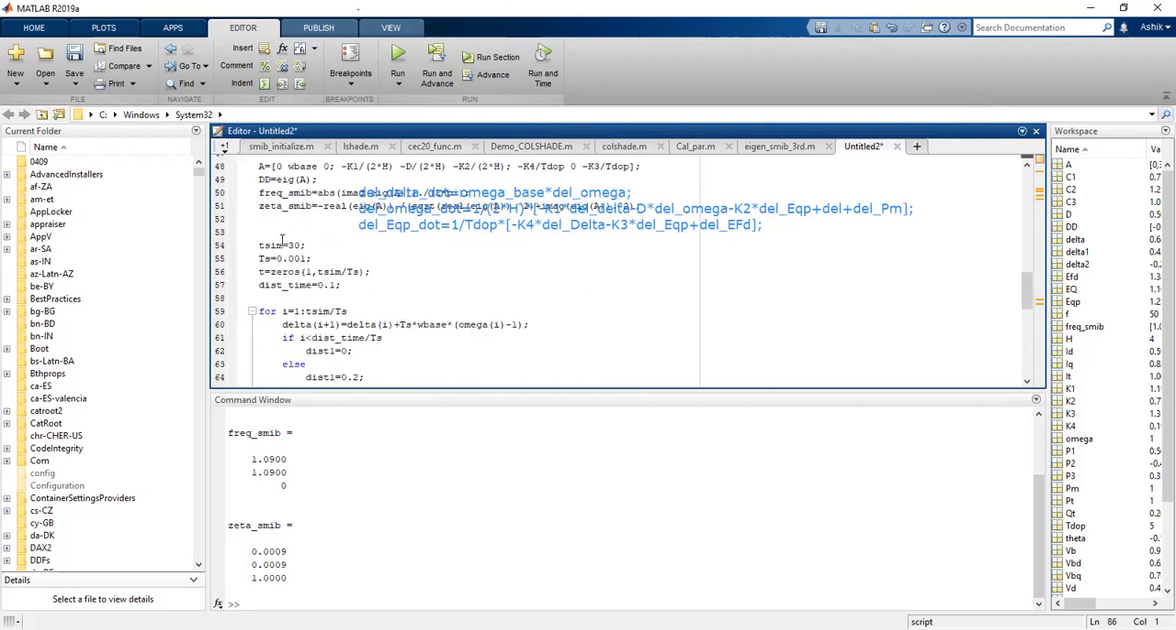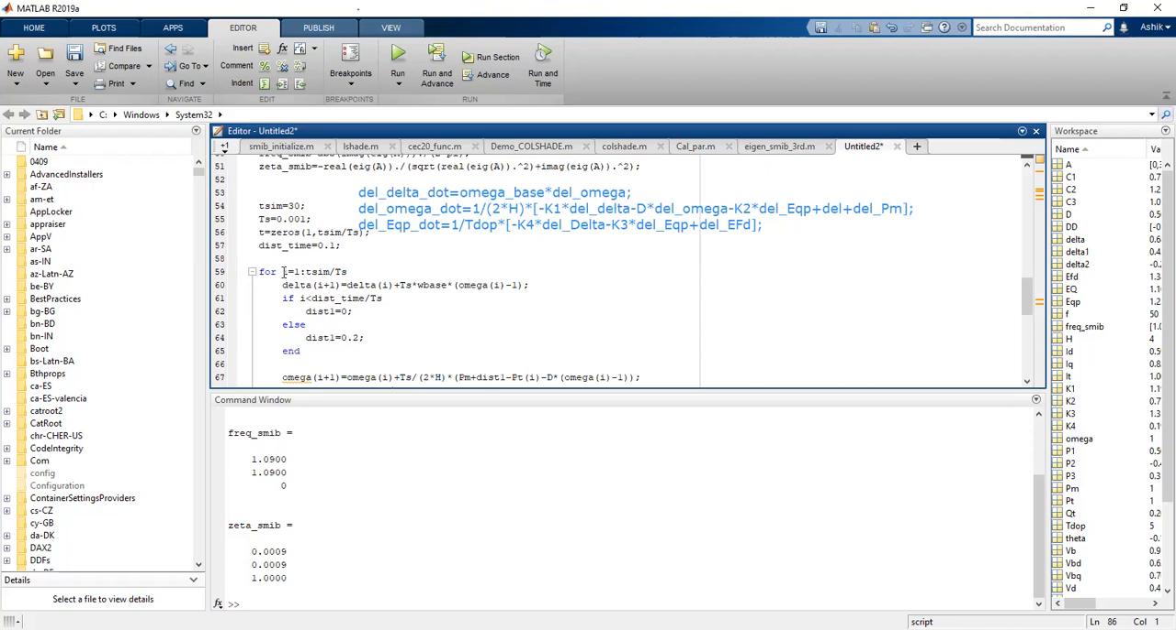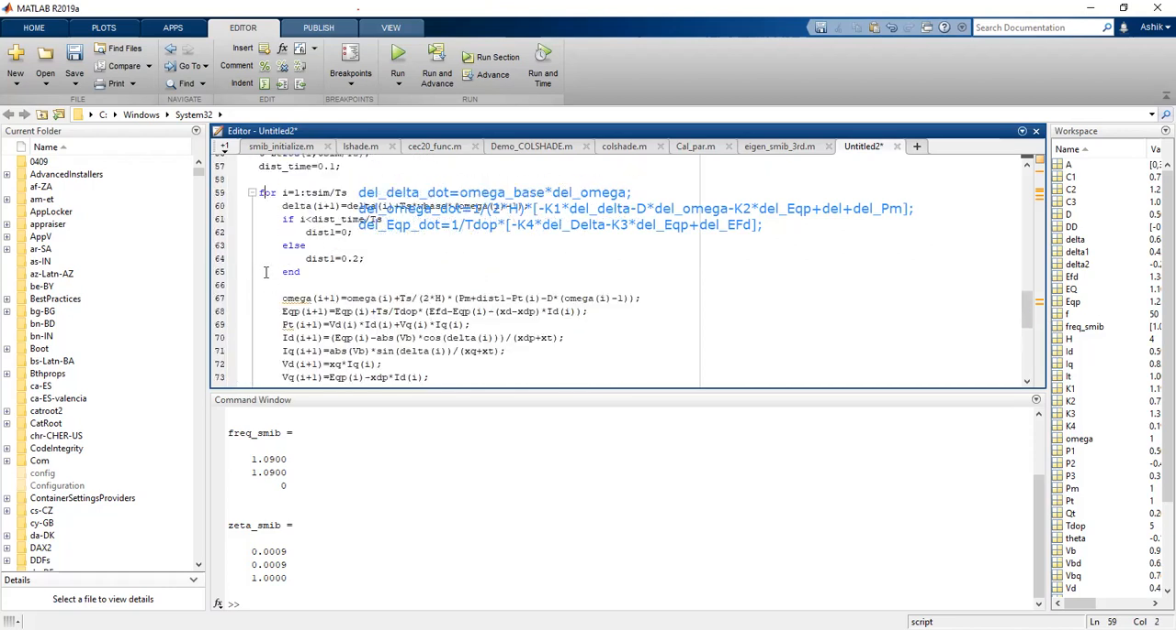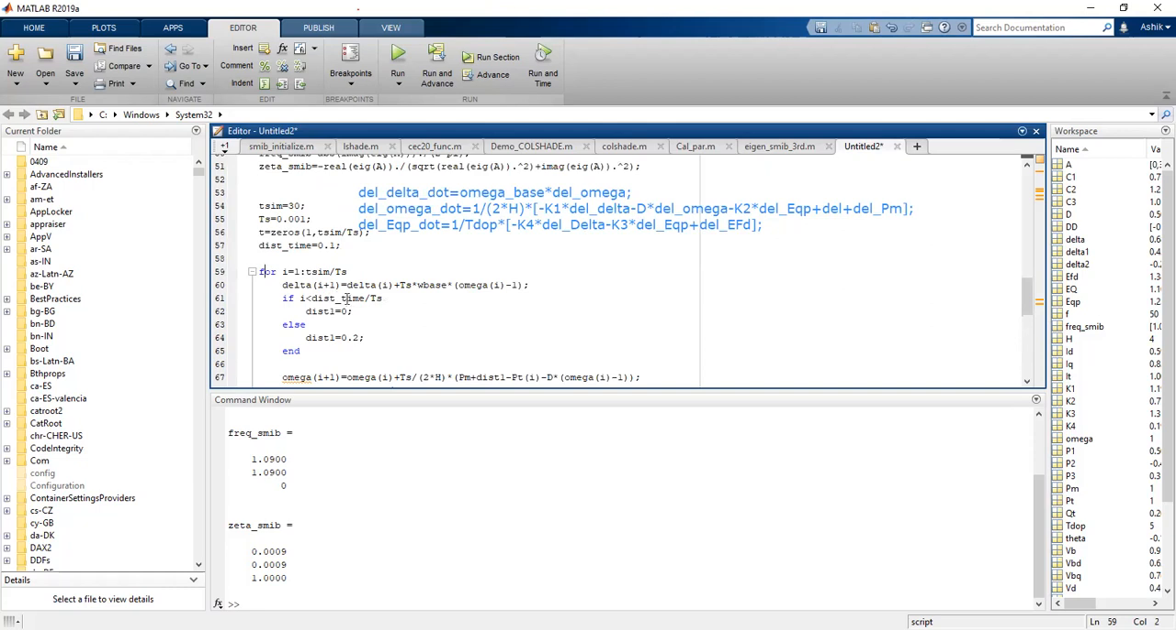So again, we are defining our simulation time. We are taking 30 seconds as the total simulation time. Ts is the sampling time. T, we are initializing the time vector to all zeros. And the size of that vector should be equal to the total number of steps that we are going to simulate, and that is Tc divided by Ts. And for disturbance time, we are going to apply the disturbance at 0.1 second. Then this is the loop for the Euler integration method.